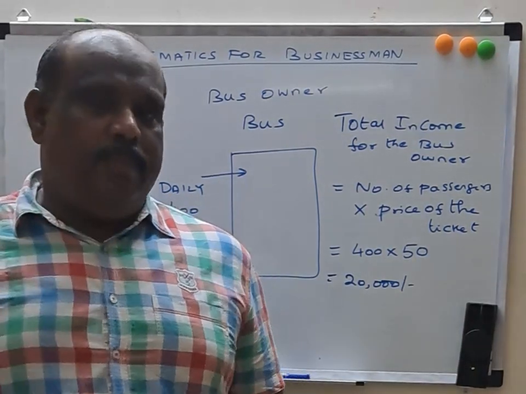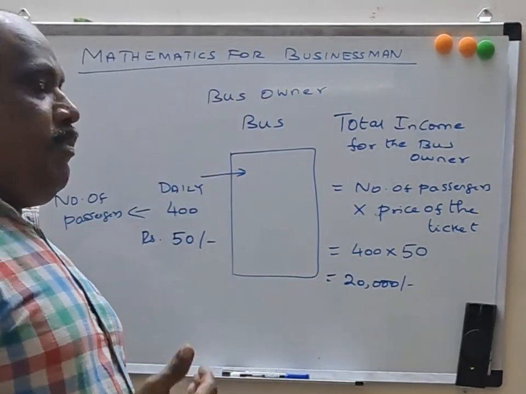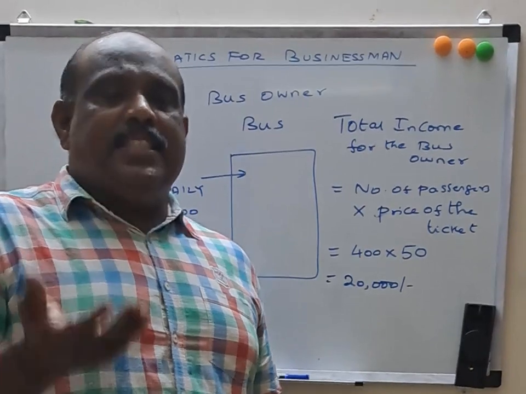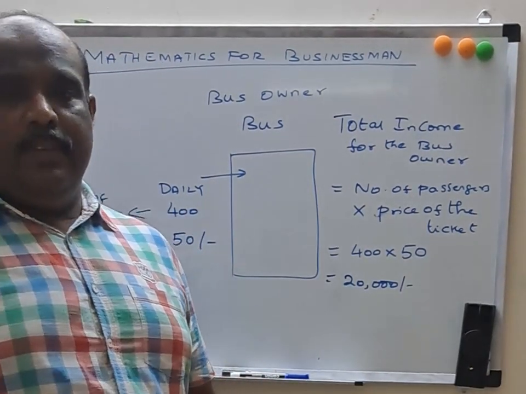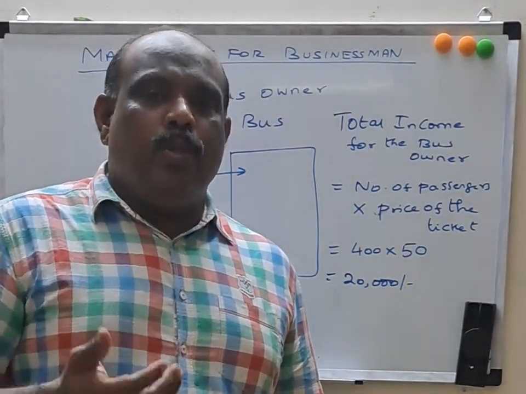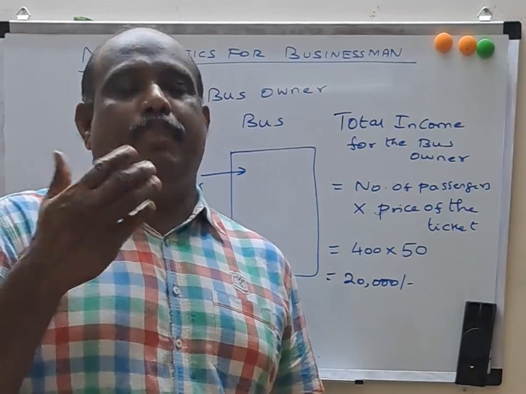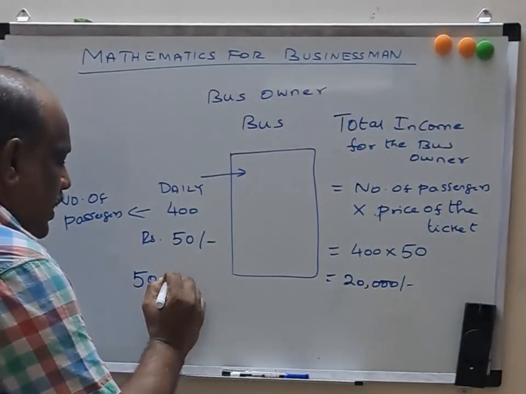Now that is not the problem. Now the problem is coming. Now this bus owner wants to hike the price of the ticket by 5 rupees. So he is interested in having more income. So he wants to raise the ticket price by 5 rupees. So it is now 50 plus 5.